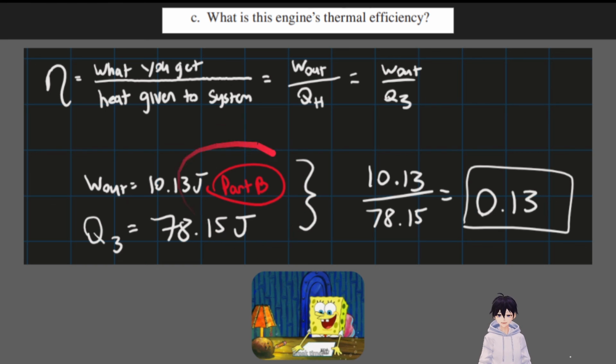And then now that we have these two numbers, we can plug it into our equation, and we get 10.13 divided by 78.5, and that leaves us with 0.13, or 13%, which I don't think is a very efficient engine. I believe so. So that's all.